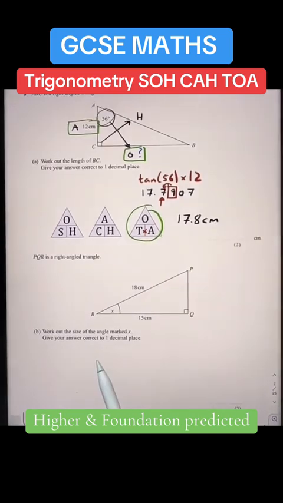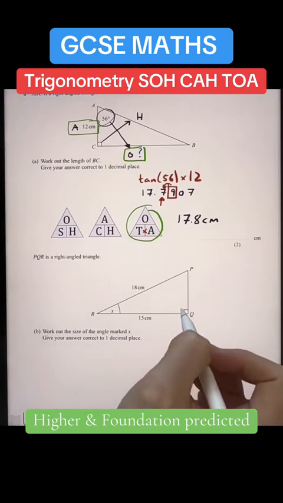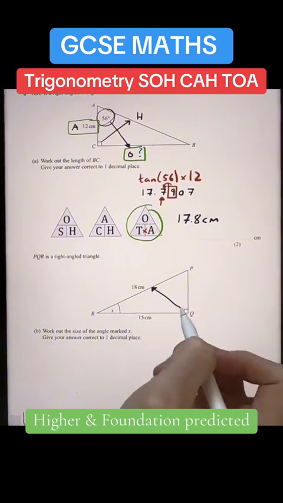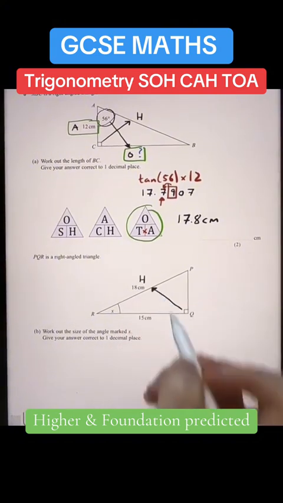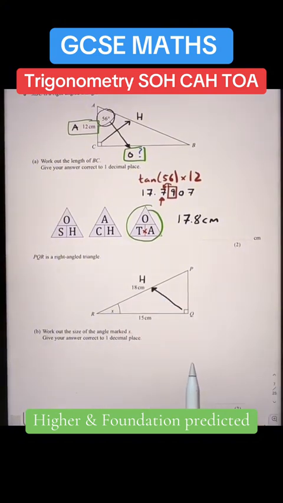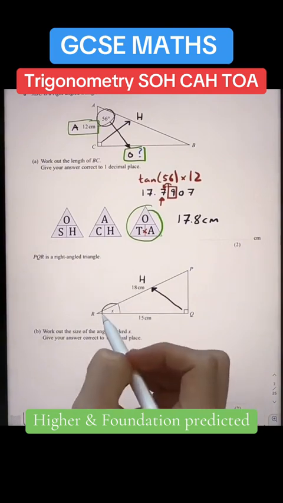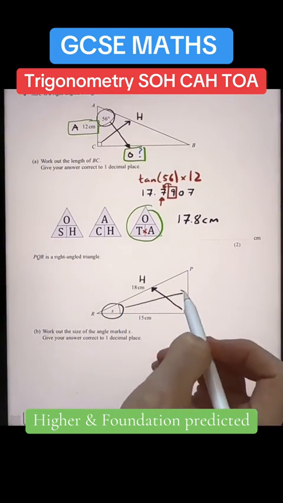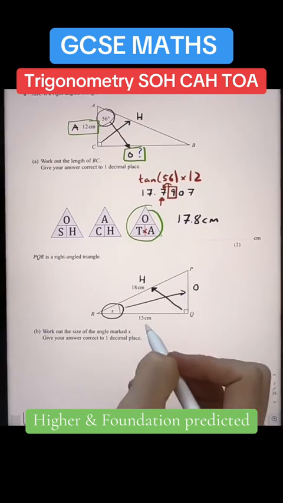Part B, work out the size of angle marked X. Again, I know it's SOHCAHTOA as I'm finding an angle in a right angle triangle. Therefore, I'm going to start by labeling my triangle H, O and A. Well, H again is always the hypotenuse, the longest side, which is always opposite the right angle. O is always opposite the angle I'm given or finding. In this case, as I'm asked to find angle X, therefore directly opposite will be O. And whatever's left is my A, i.e.